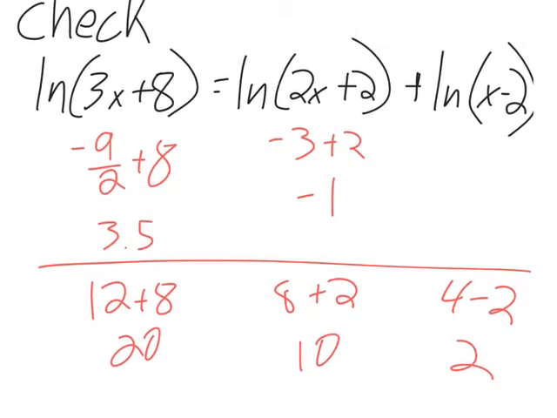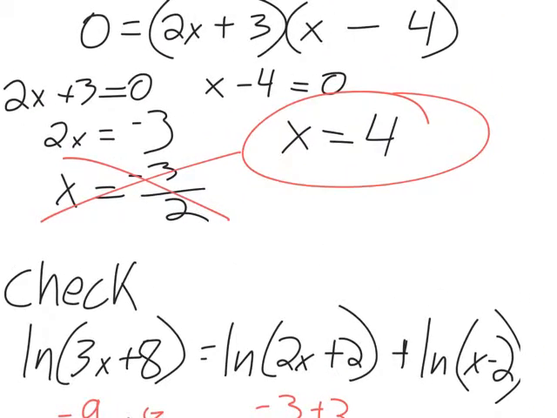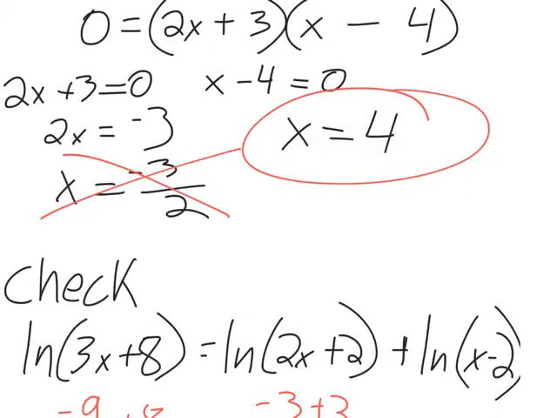I've just got that drawn down below here, okay? What we see is 4 times 3 is 12. 12 plus 8 is 20. 4 times 2 is 8. 8 plus 2 is 10. Still positive, we're okay. And then 4 minus 2 gives me 2. So all 3 arguments are positive with the 4 plugged in. That means that we get to keep the 4. Okay? And so that's my answer there.